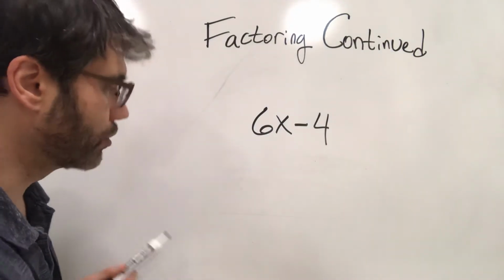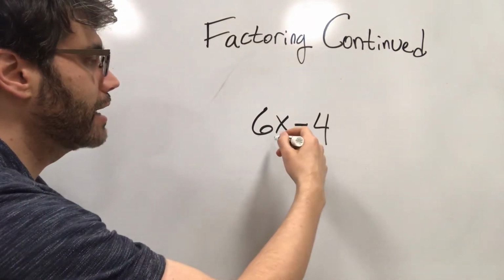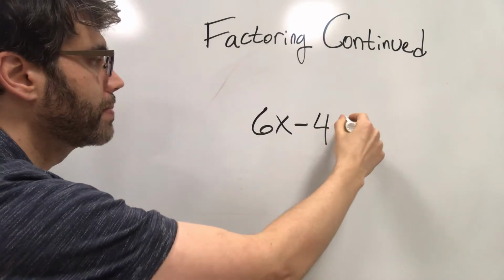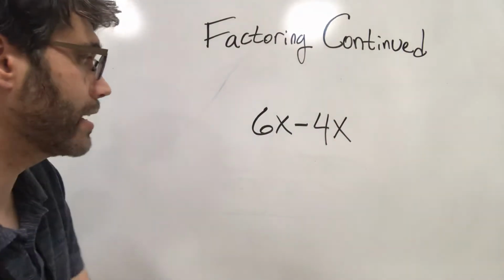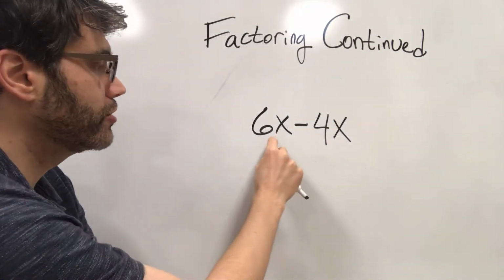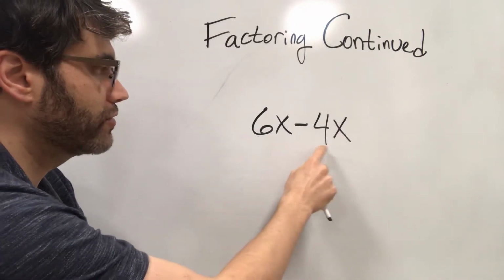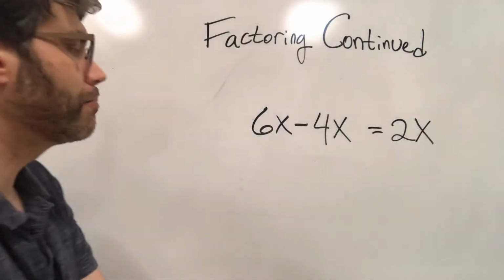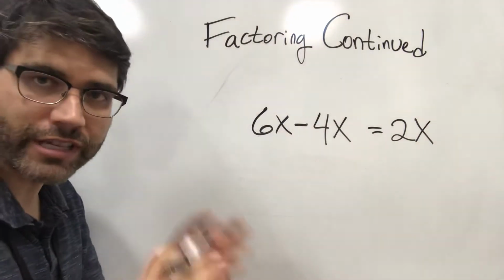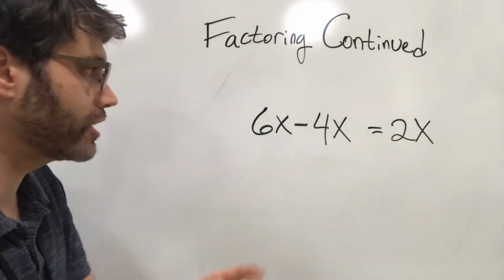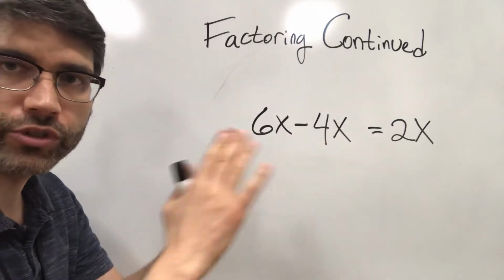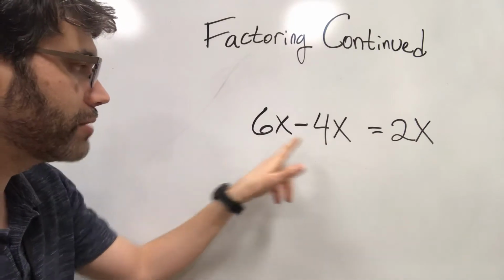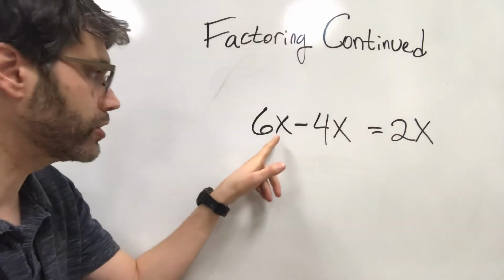make it a little bit more difficult. Let's say we had 6x minus 4x, okay? Now I realize that you can just combine these. 6x minus 4x is 2x. I realize you can do that. But just for this demonstration, I want to be able to show that there is not only a 2 that lives in both of these terms, but also an x as well.